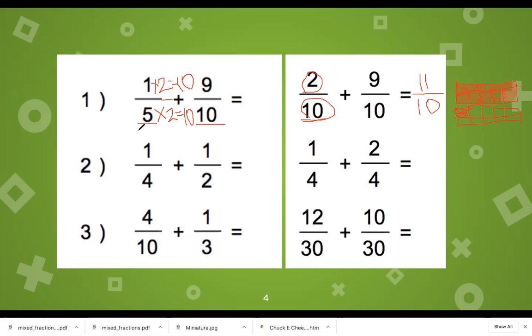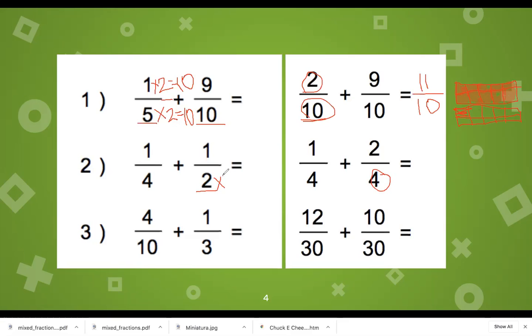Okay? All right, so the next one, 1/4 plus 1/2. We need to change this fraction, right? Because how are 4 and 2 related? Well, 2 times 2 equals 4. So I can change this denominator over here to be 4. And what did I do to 2 to get 4?